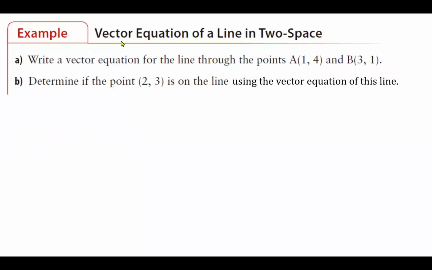Since we have learned the concept of vector equation of a line in space, let's consider an example practice. Can you write a vector equation for the line through the point A, whose coordinates are 1, 4, and point B, whose coordinates are 3, 1, and determine if the point 2, 3 is on the line using the vector equation of this line? Okay, I'll give you 5 minutes to have a look at this example question.